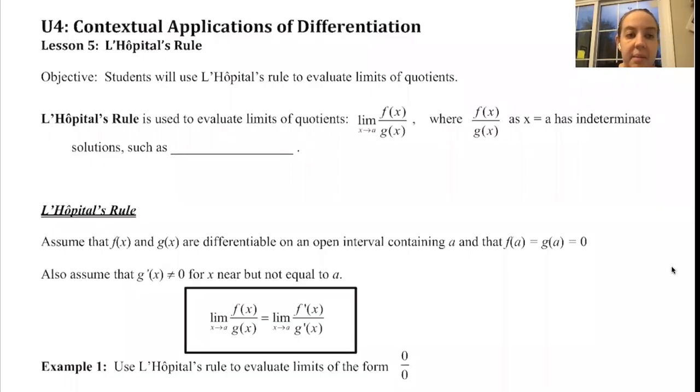Hey students, today we are going to look at L'Hopital's rule. Today we will use L'Hopital's rule to evaluate limits of quotients. So we're headed back to limits, that very first topic that we discussed together.